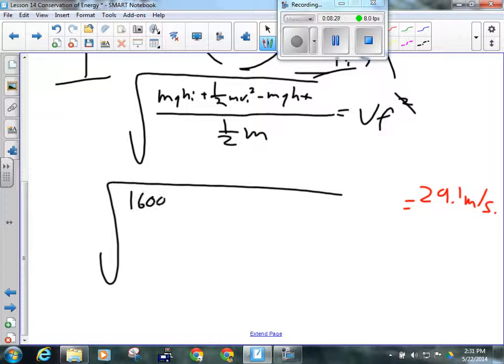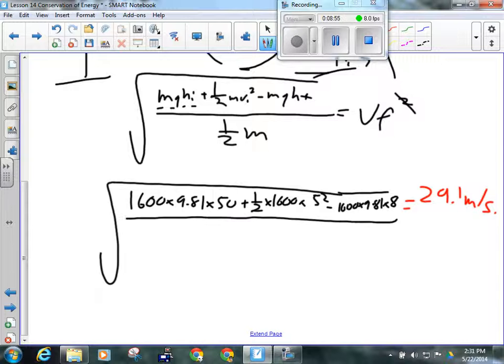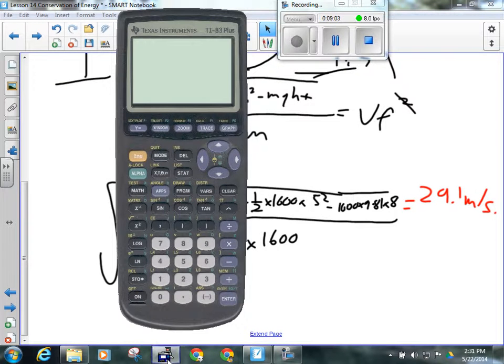So I'll have 1600 times 9.81, doing this term right here, times 50, the initial height. I'm adding that to the initial kinetic energy, and that was the initial speed there, 5 squared. Then I'm going to subtract mghf, so that's going to be 1600 times 9.81 times the final height, which was 8. And then all of that's going to go over 1/2 times 1600. Now, punching this into the calculator, you've got two choices: use lots and lots of brackets, or do it piece by piece. I'm going to show you piece by piece because that's probably easier to see.